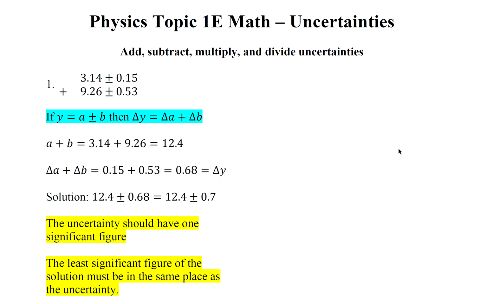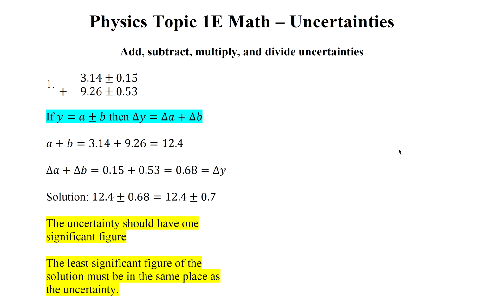0.15 is the uncertainty. So the value that we measure could be 3.14 plus 0.15 greater or minus 0.15 less. And we're going to add it to 9.26 plus or minus 0.53. So that measurement of 9.26 could actually be 0.53 greater or 0.53 less.